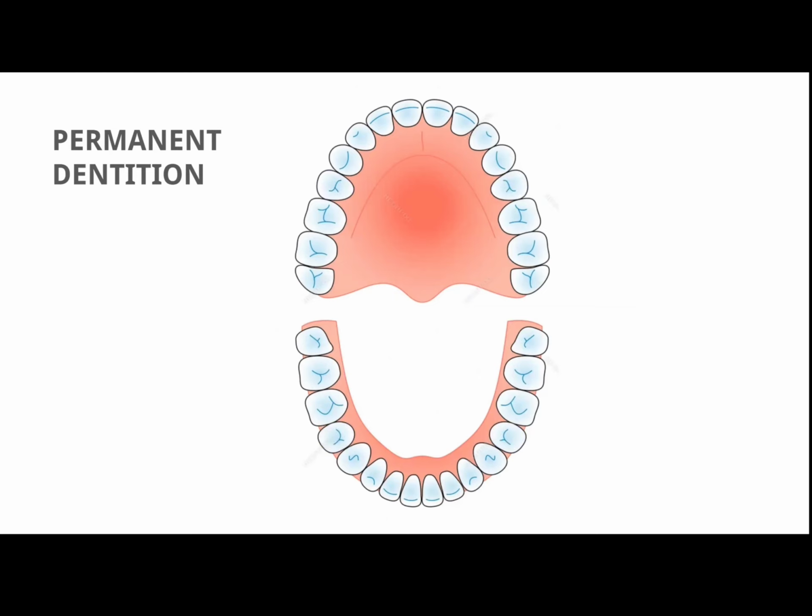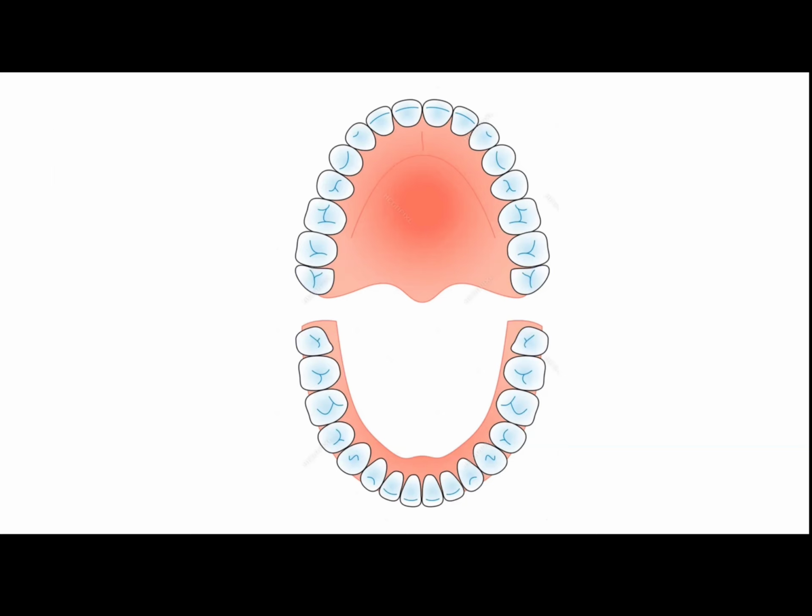We then have 3 sets of molars, and we start with the first molar, which is our 6-year-old molar. It's the first molar to show up in your mouth when you're 6 years old. After that, we get another set of molars when you're 12 years old, and that will be the second molars. And we have 4 of those. And last but not least, when you're about 18 years old, you get your third molars, also known as wisdom teeth.